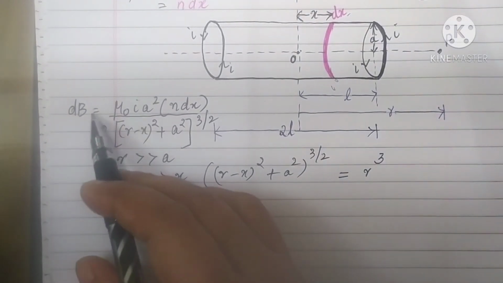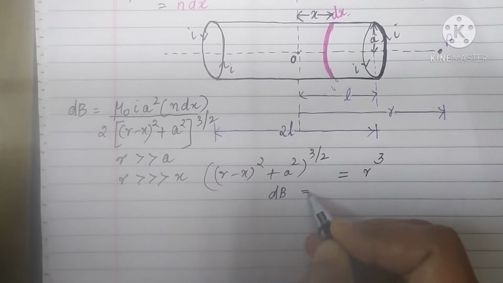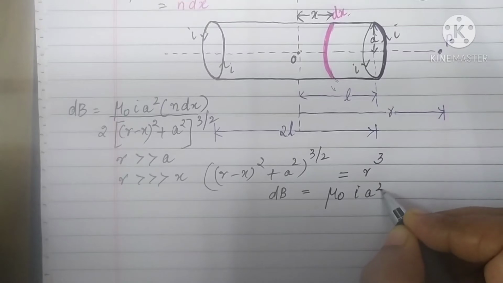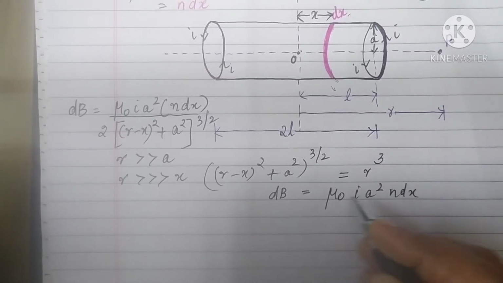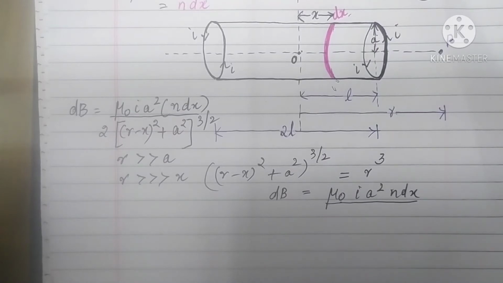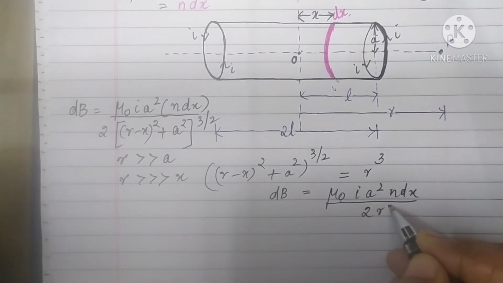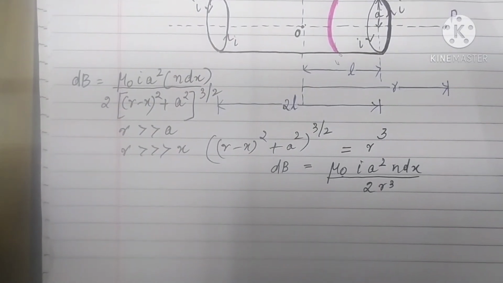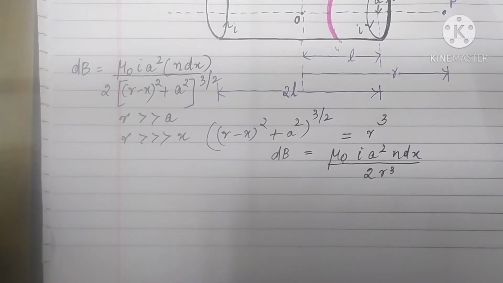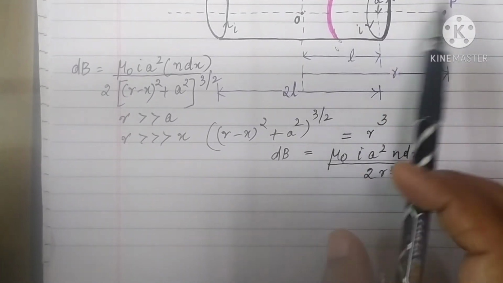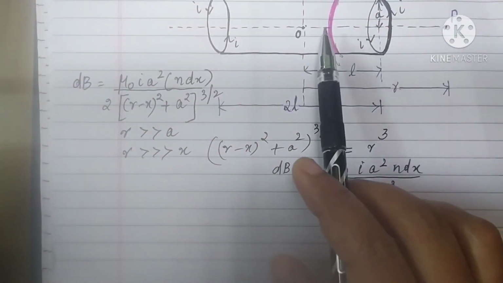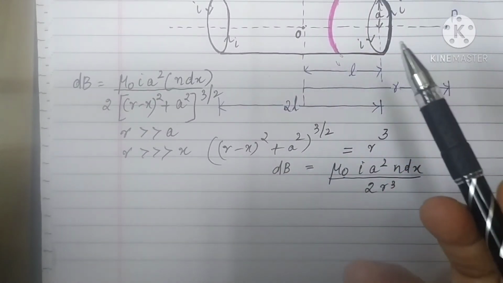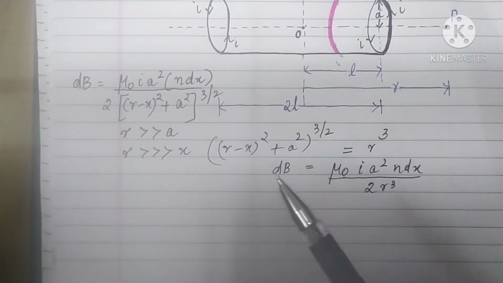So the expression for dB will change to dB equal to mu naught I a squared n dx divided by 2 r cube. Hope it is clear. To find the total magnetic field at this point due to this current carrying solenoid, that is what we are finding, what will you do? Yes, as usual, we will integrate the term.